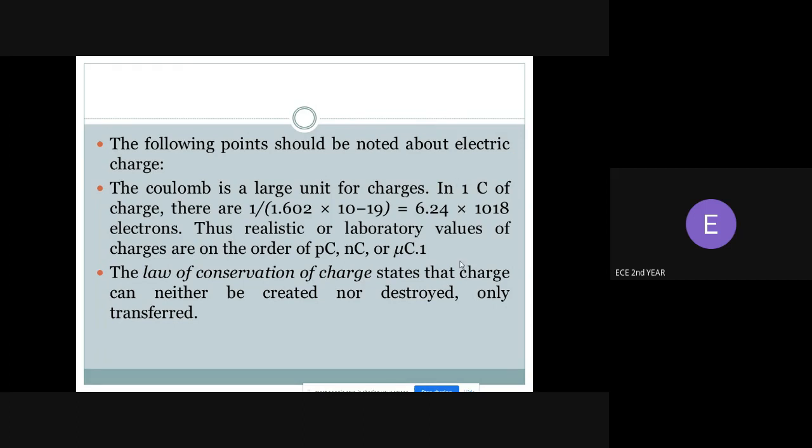One more important law is the law of conservation of charge. It states that charge can neither be created nor destroyed, it can only be transferred. We can transfer charge from one form to another, but we cannot destroy the charge. We now consider the flow of electric charge. A unique feature of electric charge is that it is mobile, that is, it can be transferred from one place to another, where it can be converted to another form of energy.